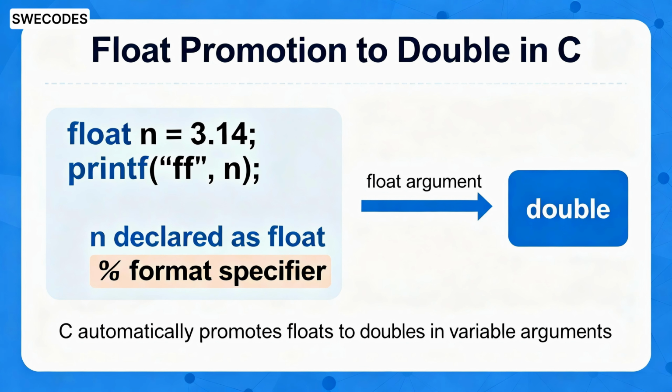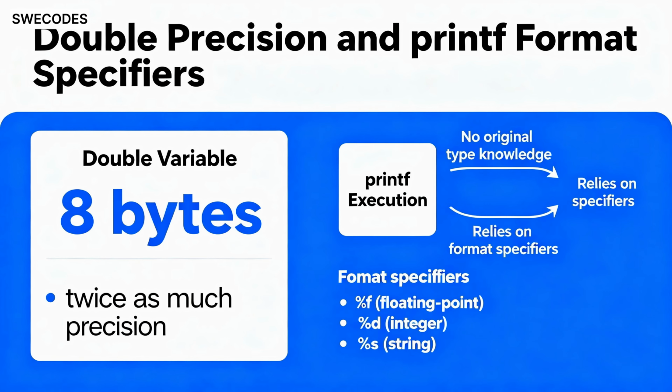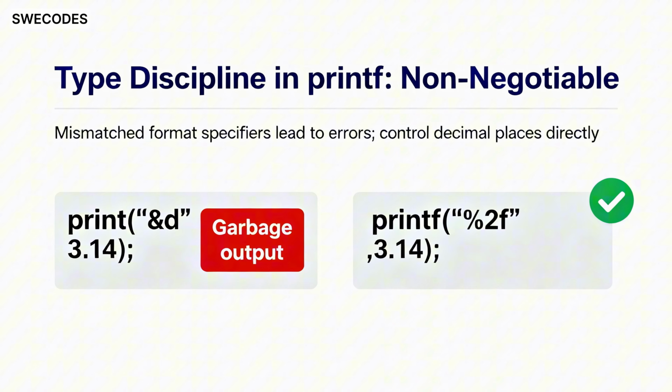Let's break that down. A float takes up 4 bytes of memory. A double takes up 8 bytes, twice as much precision. When printf runs, it doesn't know the variable's original type. It relies entirely on the format specifier, %f, %d, %s, and so on, to interpret what's passed in. So if you mismatch them, like using %d for a float, you won't just get the wrong number. You'll get garbage output. That's why type discipline in printf is non-negotiable.